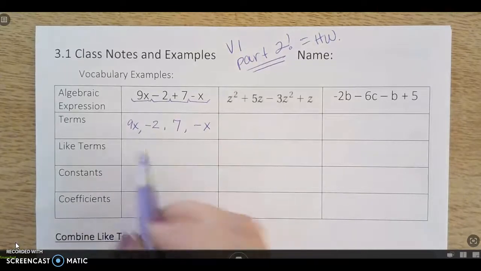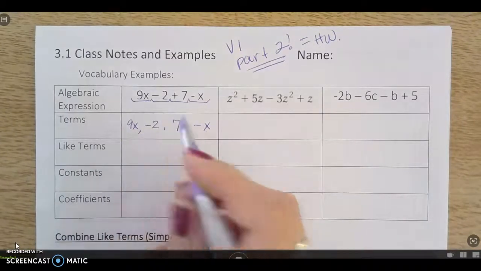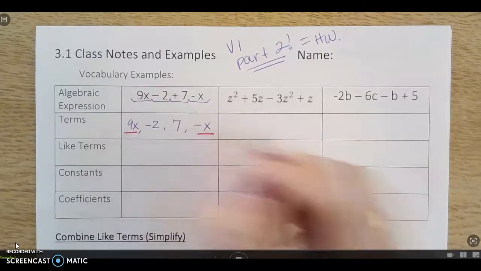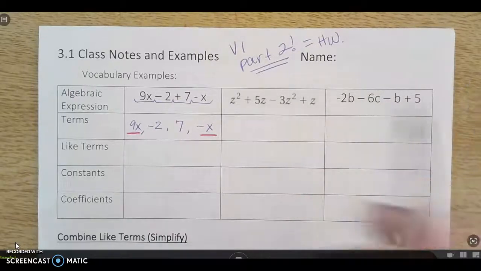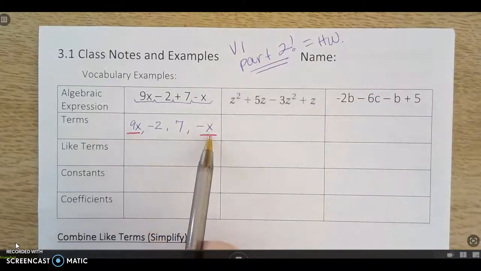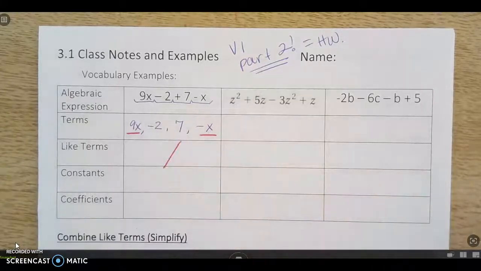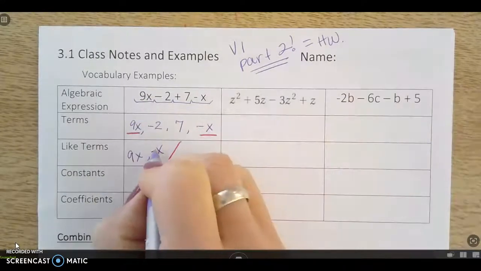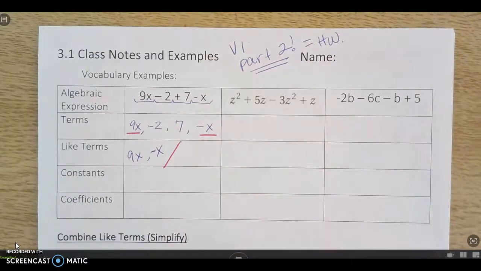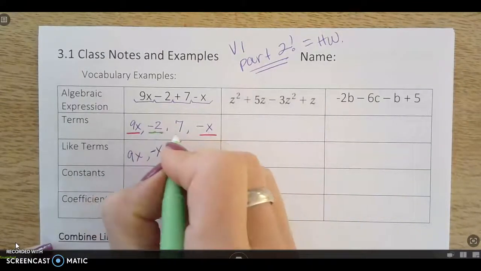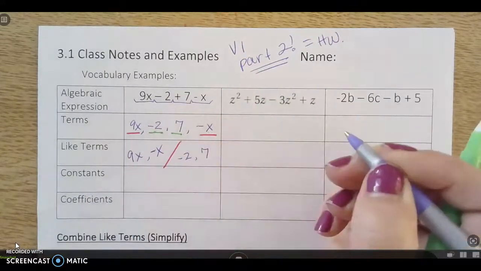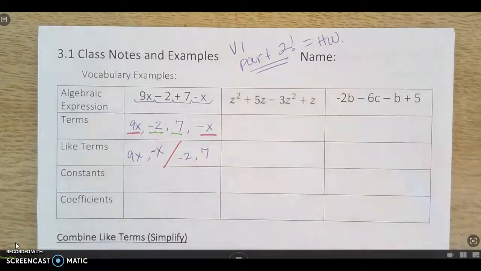Okay, now like terms are terms that have the same variable to the same exponent or the same power. Okay, so for example, here I have 9x and -x. Those would be like terms together. So I'm going to write 9x and negative x. Those are like terms. And then also the constants, the plain numbers by themselves. So I have the -2 and the 7. Those are also like terms with each other. Okay, so I split it because I have 2 pairs of like terms.